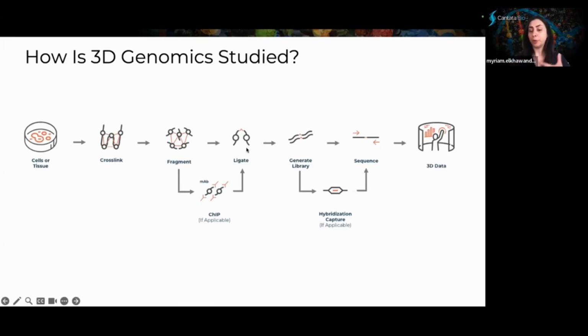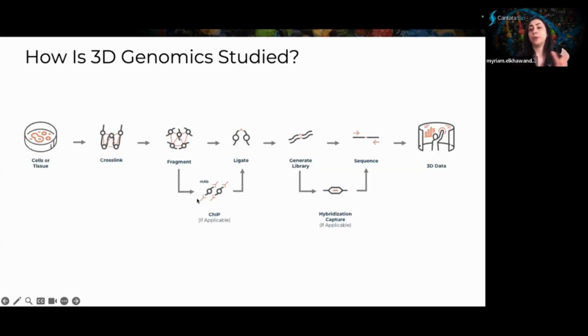Now that you've generated proximity-ligated DNA molecules, you convert them into sequenceable libraries, sequence them, get your 3D data, and run that cataloging of the interactions happening in your genome. This is the genome-wide approach. The other flavors are more targeted approaches. They're built on that core workflow, but it depends on what you're targeting.